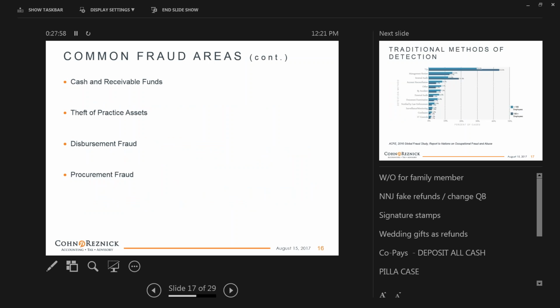Yeah, and Vinny, just to get a little bit granular and talk about some of the specific fraudulent activities that we see in medical practices. They're broken down into different fraud categories. We're talking mostly now on-book fraud, revenue cycle fraud covering the whole billing collection process.